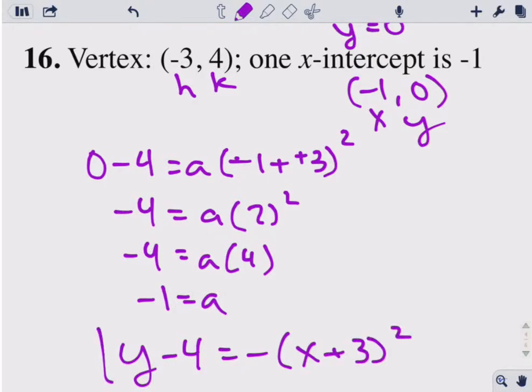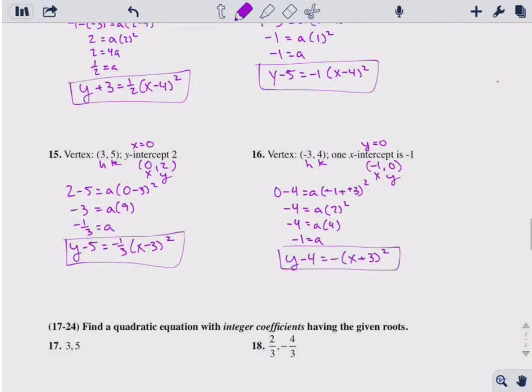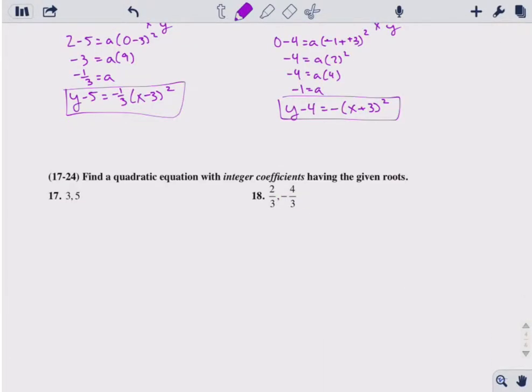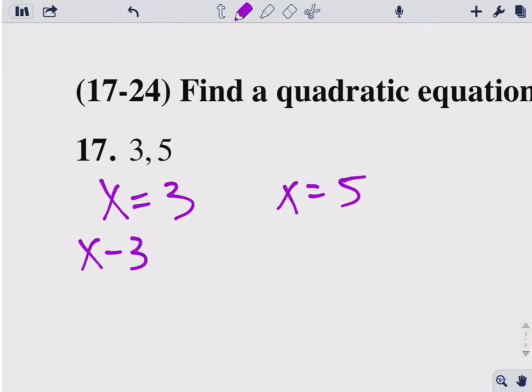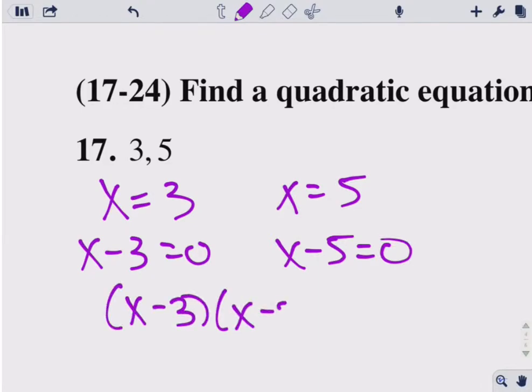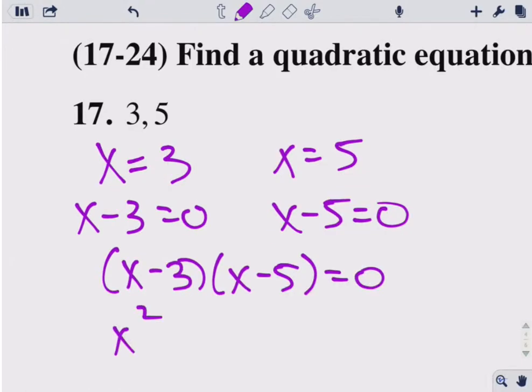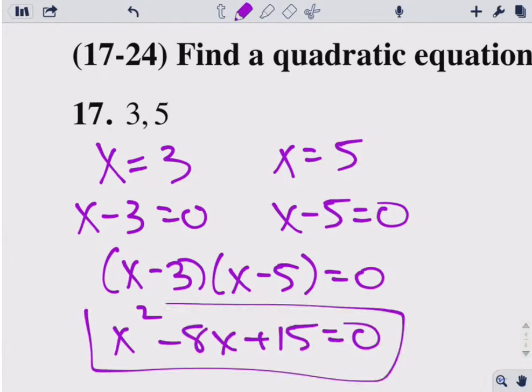Alright, that's it for those problems. Now we want to find a quadratic equation with integer coefficients having the given roots. So x equals 3, x equals 5. x minus 3 is equal to 0, x minus 5 is equal to 0. x minus 3 times x minus 5 is equal to 0. x squared minus 3x minus 5x plus 15, so x squared minus 8x plus 15 is equal to 0. There's that one.